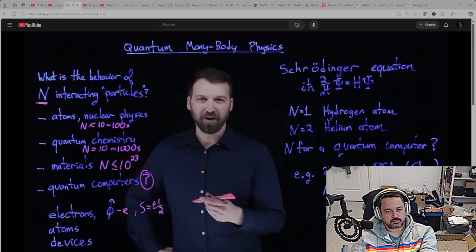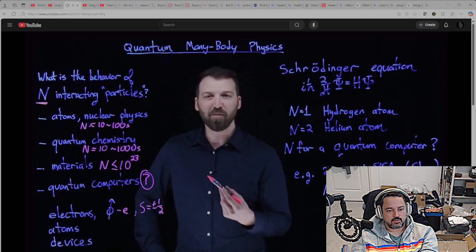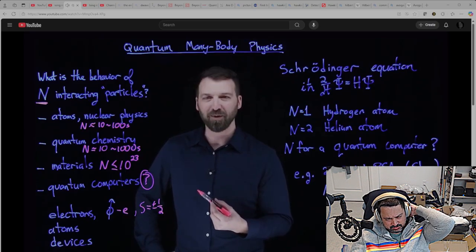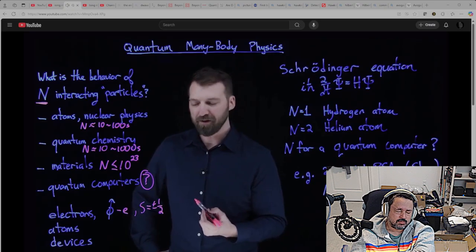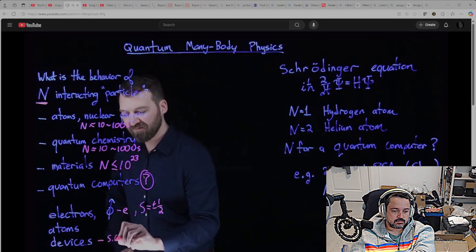In devices, in a quantum computer, you may be interested in sort of the engineered qubit that gives rise to quantum behavior. And these could be things like superconducting circuits.